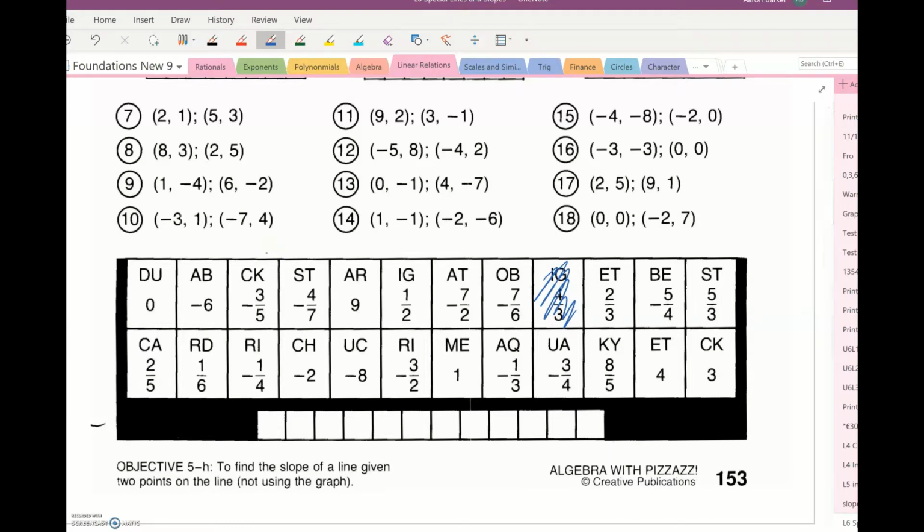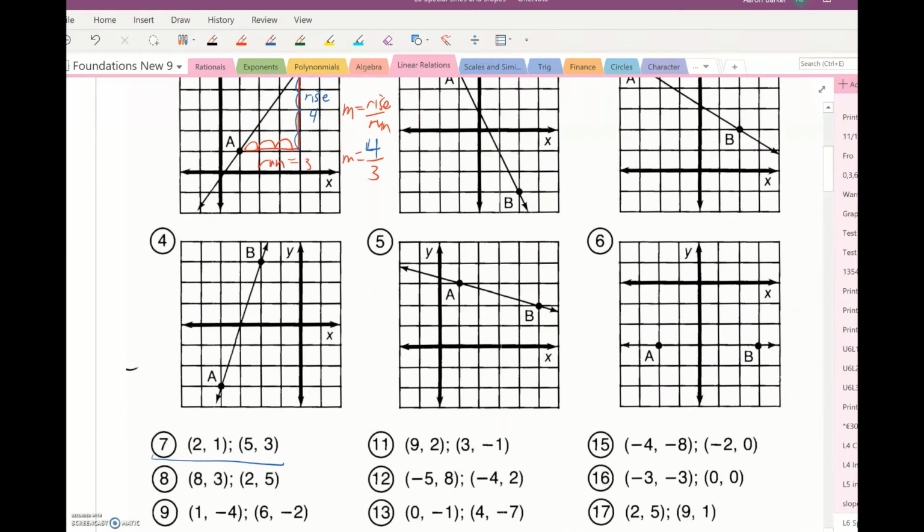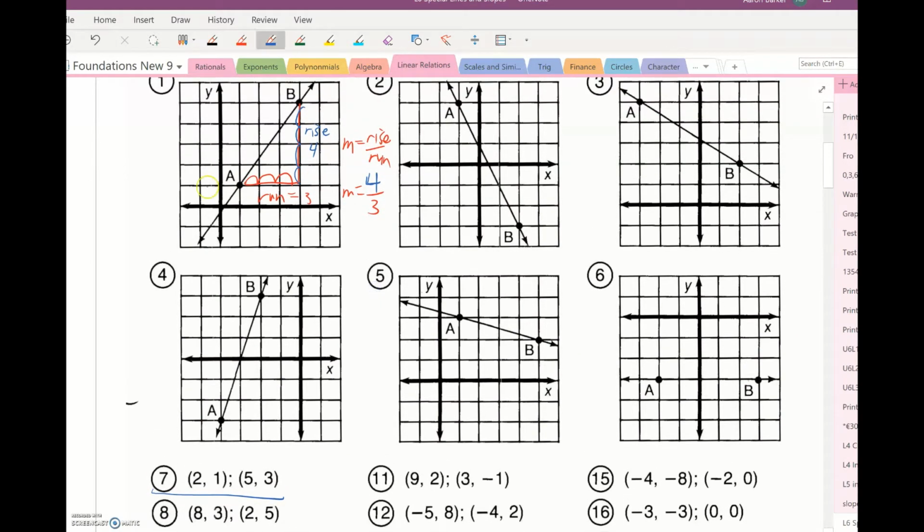Now, what about when you have 2 points? So question number 7. If you have 2 points, what you need to do is plot them. Where you do it is up to you. You can do it on any grid you want. What I would do is just choose one of these grids that work. So for number 7, I'll do it up here. 2, 1, up 2, up 1 is going to be right here. And then 5, 3, 1, 2, 3, 4, 5, 1, 2, 3 is right here.